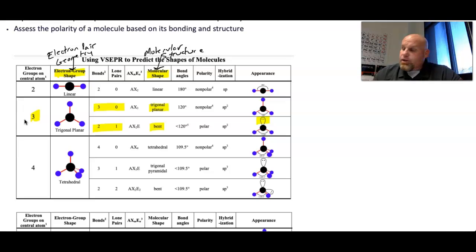Now, we don't necessarily need to know the specifics of the bond angle, but we should definitely know that in each circumstance, as you can see here, my bond angle for a molecular structure or molecular shape that has 3 bonded pairs and 0 lone pairs is 120 degrees. We should understand that if I remove a bonded pair and replace it with a lone pair, that is going to decrease my bond angle. So as you can see here, it's just written as less than 120 degrees.